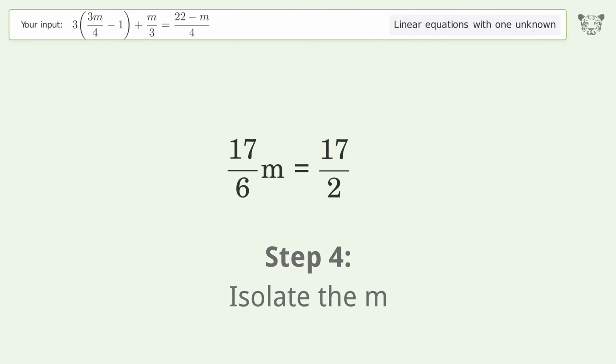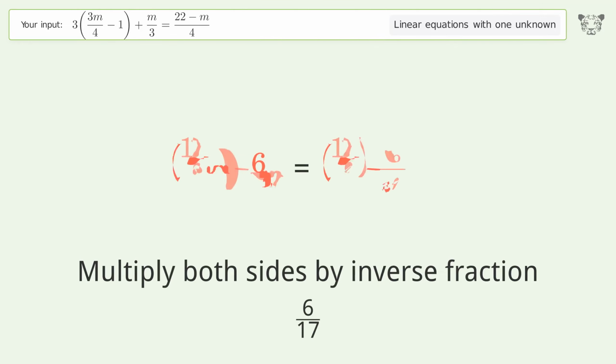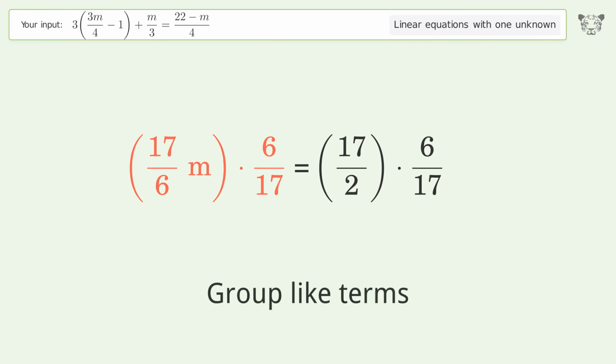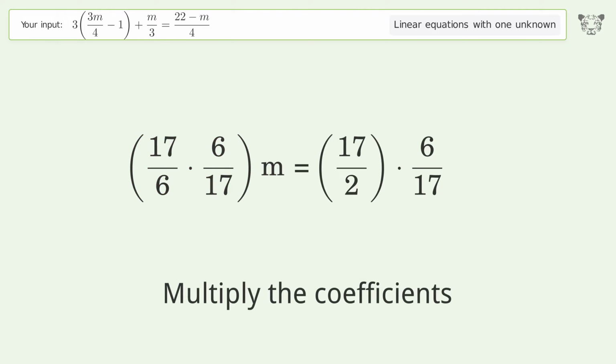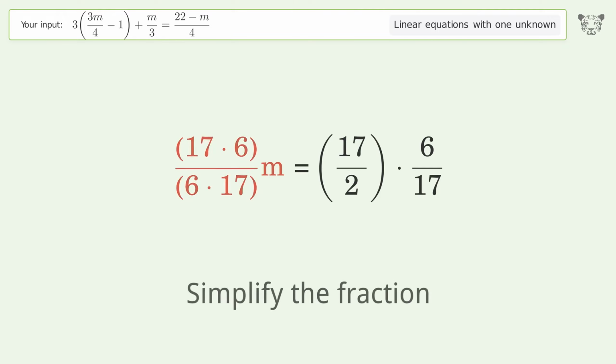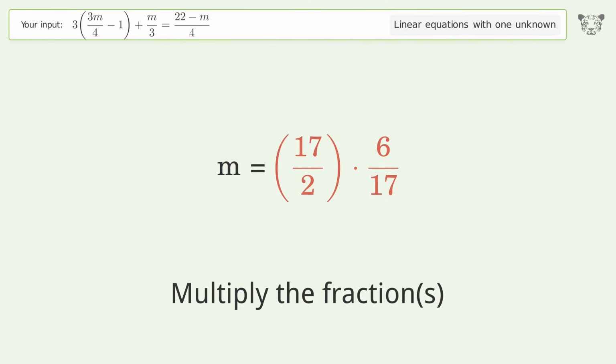Isolate the m. Multiply both sides by inverse fraction 6 over 17. Group like terms. Multiply the coefficients. Simplify the fraction. Multiply the fractions.